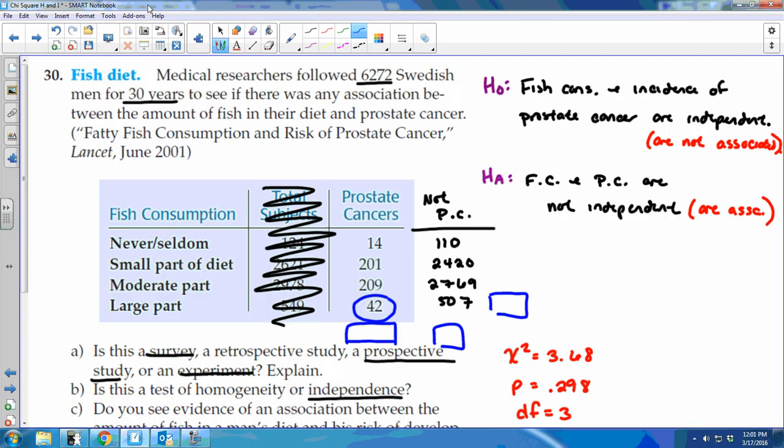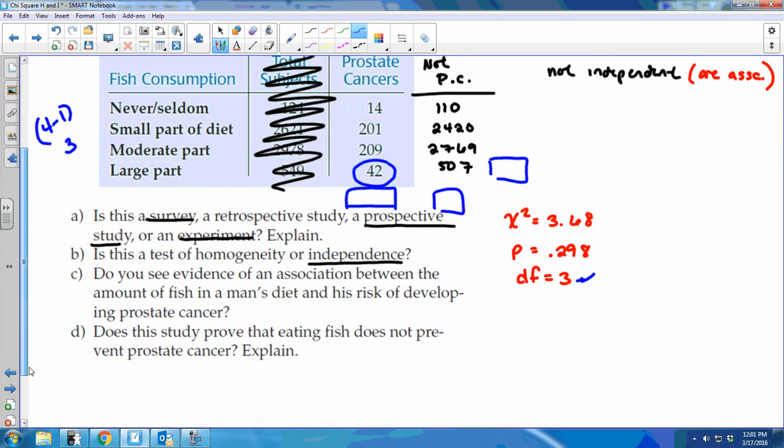I was going to ask you to find the degrees of freedom for this. You should be able to figure that out without doing the calculator. We have 4 rows, minus 1, 2 columns, minus 1. 3 times 1 is 3, right? You want to do those little things because they're going to ask you those little things. Any questions? D, does this study prove that eating fish does not prevent prostate cancer? No. We see associations, but we do not ever see direct cause and effect. Right? Any other questions?